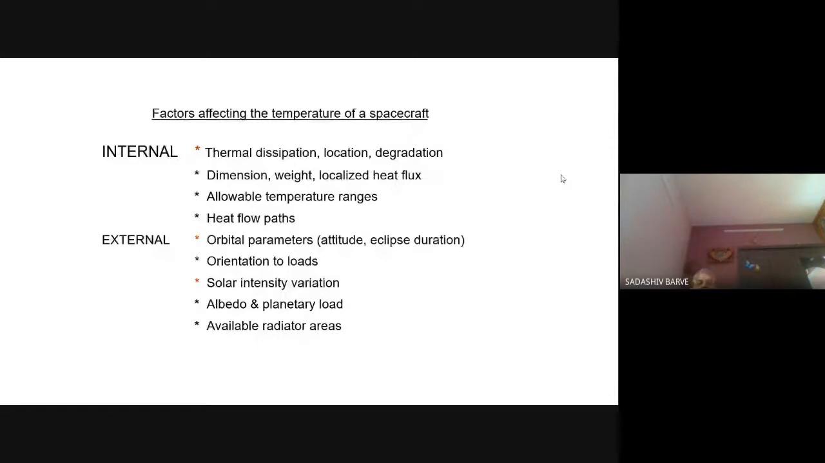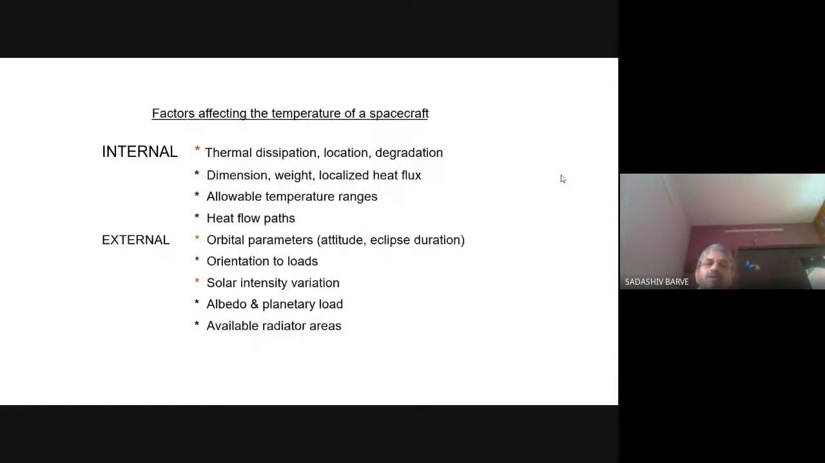Localized heat flux, that is, power dissipation, is sometimes important, as well as the flux, which means the size of that component or package and its power dissipation value. The smaller the package and the more the dissipation, the higher its flux level will be. So you have to take care of those things. I will tell you those things subsequently in the next lecture: how we take care of the high flux packages. So that is called heat flux.